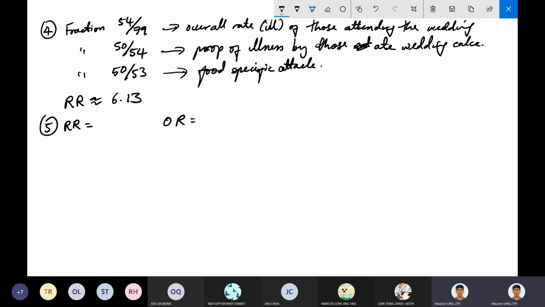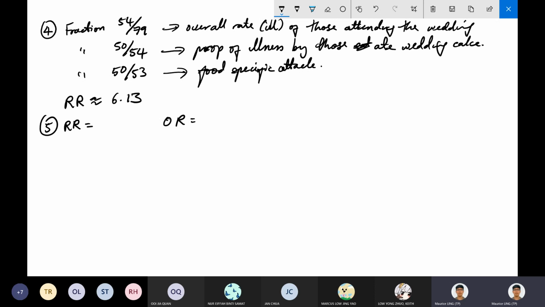The one that ate the wedding cake, isn't the total 53? 54. But the total is on the right, at the top, 53. Yeah. So 53 is the one that ate the wedding cake, correct? Okay, and because the people eat the wedding cake, they get sick. That's why it's called food specific. How many of the people who ate the cake get sick? That's what food specific attack means.